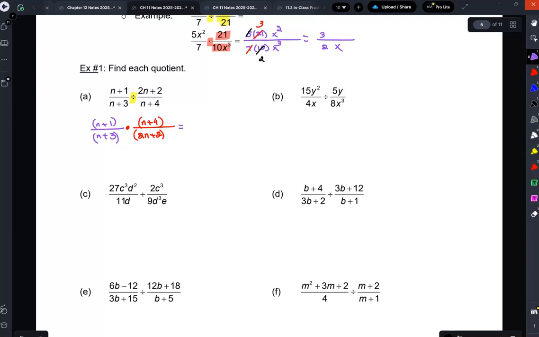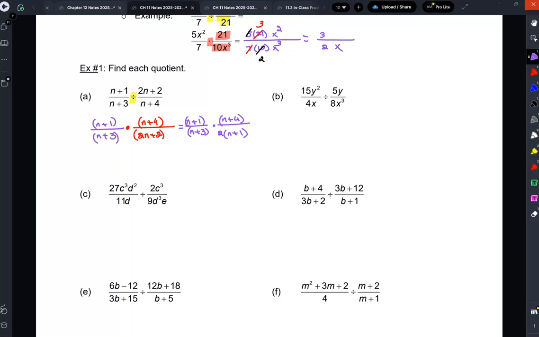So now, this is going to be n plus 1, n plus 3, n plus 4, 2 times n plus 1. Now look, this time, I'm going to leave them as separate fractions. I'm not going to combine them. You can do that if you're organized and can keep good track and have neat handwriting, you can do that.